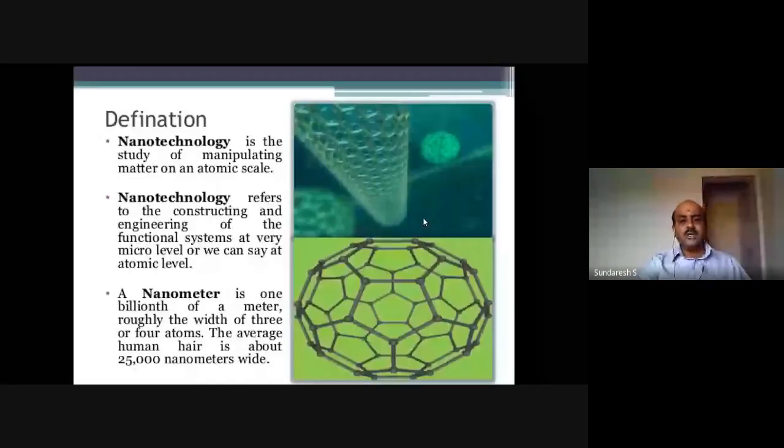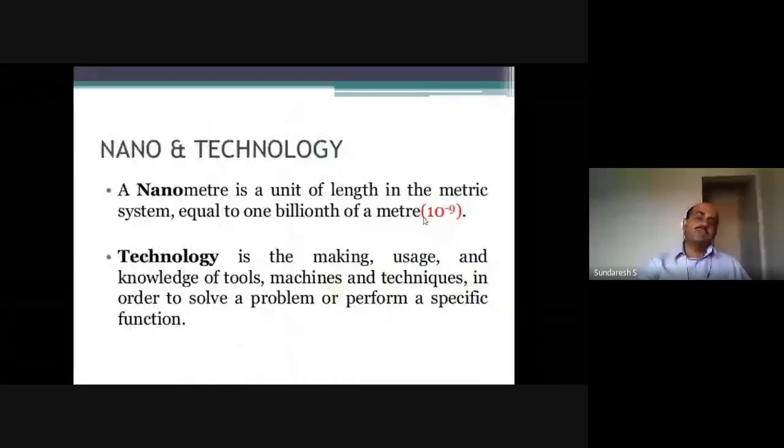The first thing is the two important words throughout our concept of nanotechnology or nanomaterials and characterization techniques: nano and technology. So what do you actually understand by the word nano? A nanometer.